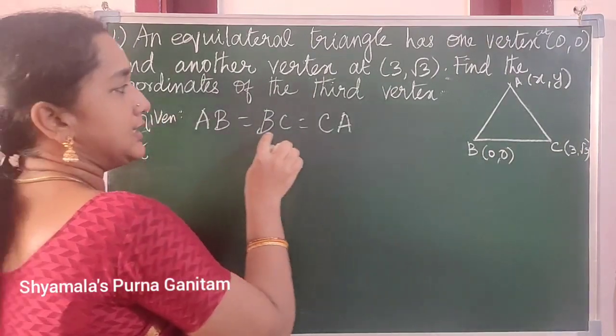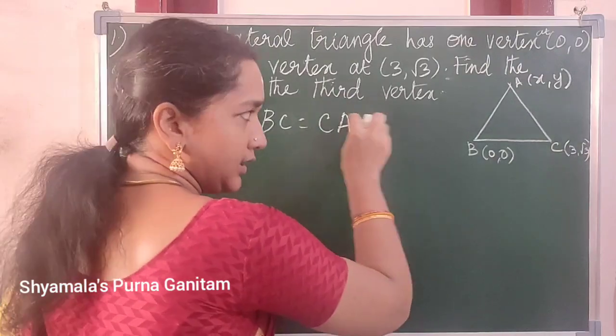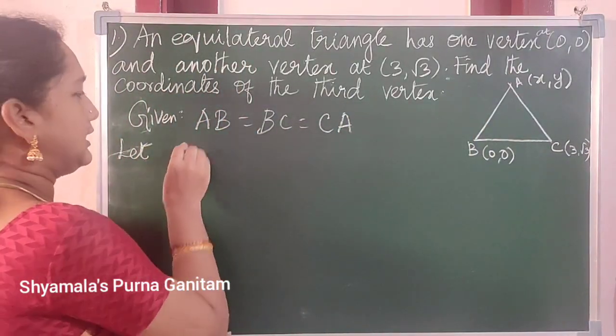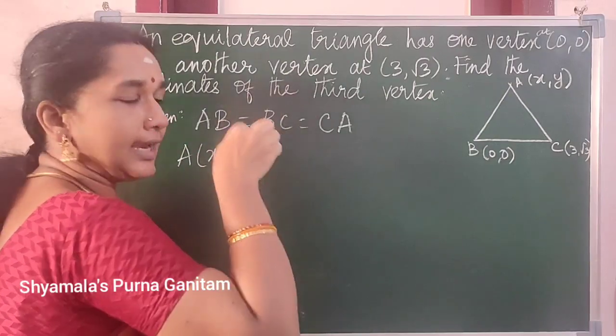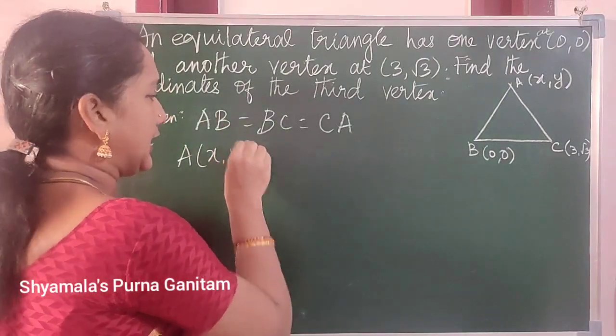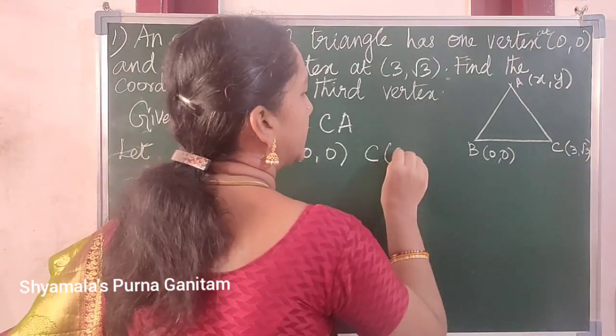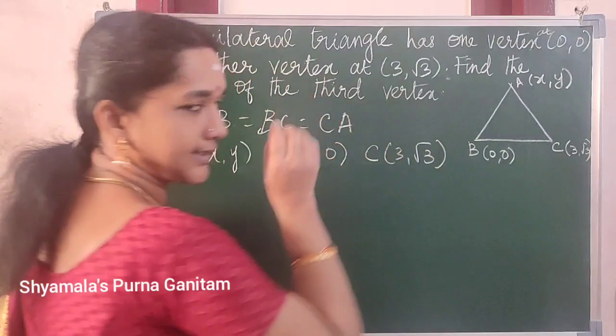This and all you have to write definitely. Given AB is equal to BC is equal to CA. The reason you have to write is equilateral triangle. Then let A, B, C be the vertices, so that also you have to write: A (x, y), B (0, 0) and C (3, root 3). These are the things given.